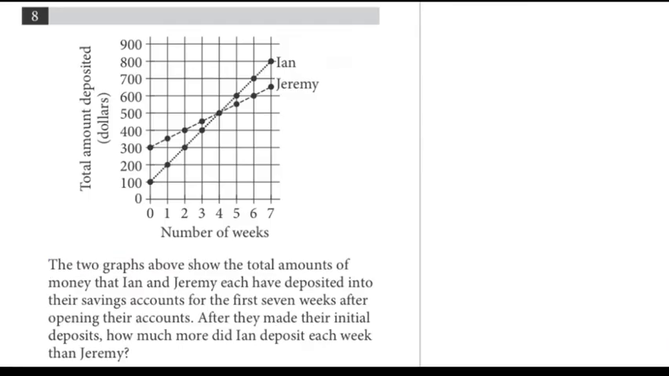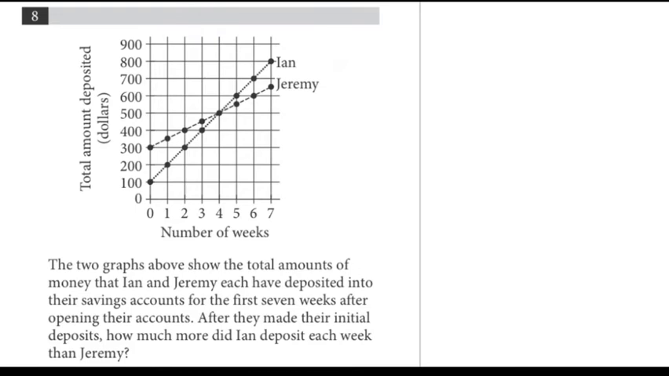The two graphs above show the total amounts of money that Ian and Jeremy each have deposited into their savings accounts for the first 7 weeks after opening their accounts. After they made their initial deposits, how much more did Ian deposit each week than Jeremy? So we want to know the amount that Ian and Jeremy deposit on a weekly basis. So looking at the graph, each week, the increase amount is the number that they deposit.